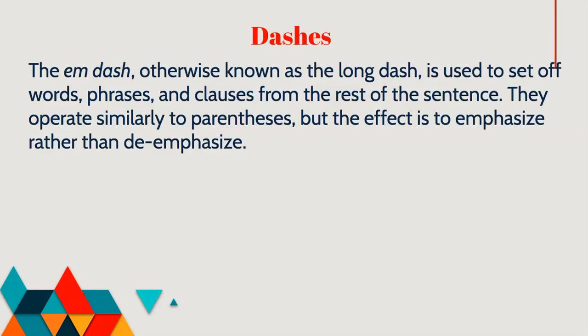The M dash is really what most of us think of when we think of a dash. It's sometimes called the long dash, and this is the separator. It's used to set off words, phrases, and clauses from the rest of the sentence. They're similar to parentheses, but the effect with dashes is to emphasize rather than de-emphasize. So let's take a look at our three options for what we would call parenthetical information.